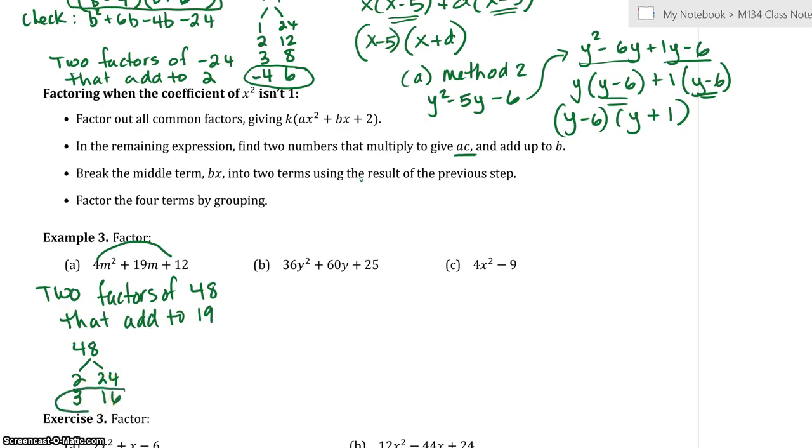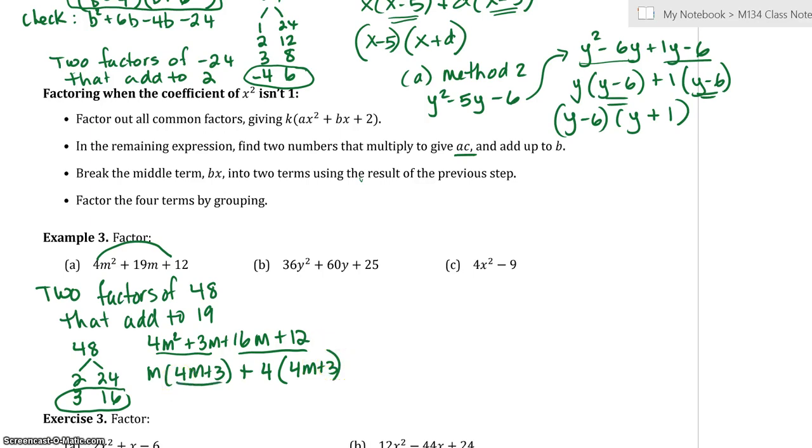Ooh, there it is. So what I'm going to do is take the 4m squared, leave that alone, and make this a plus 3m plus 16m plus 12. And then do this method. 3m. Nope. 3 is not common, just an m. What's left over is 4m plus 3. Put a plus in between. What's common here is a 4. 4 is the greatest common factor. What you have left is 4m plus 3.